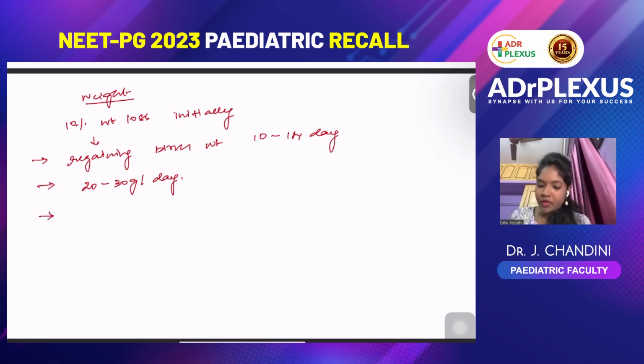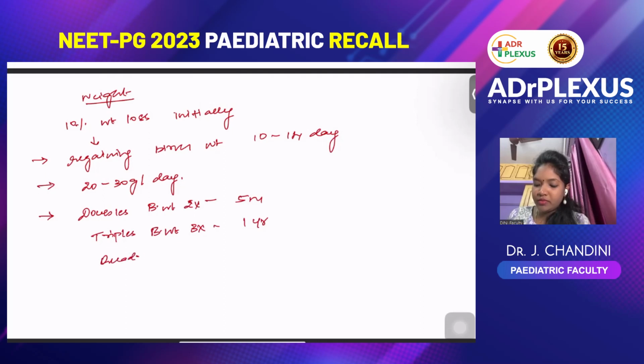Then the baby doubles birth weight by 5 months. Triples birth weight by 1 year. Quadruples birth weight by 2 years. Clear? So this is about weight.